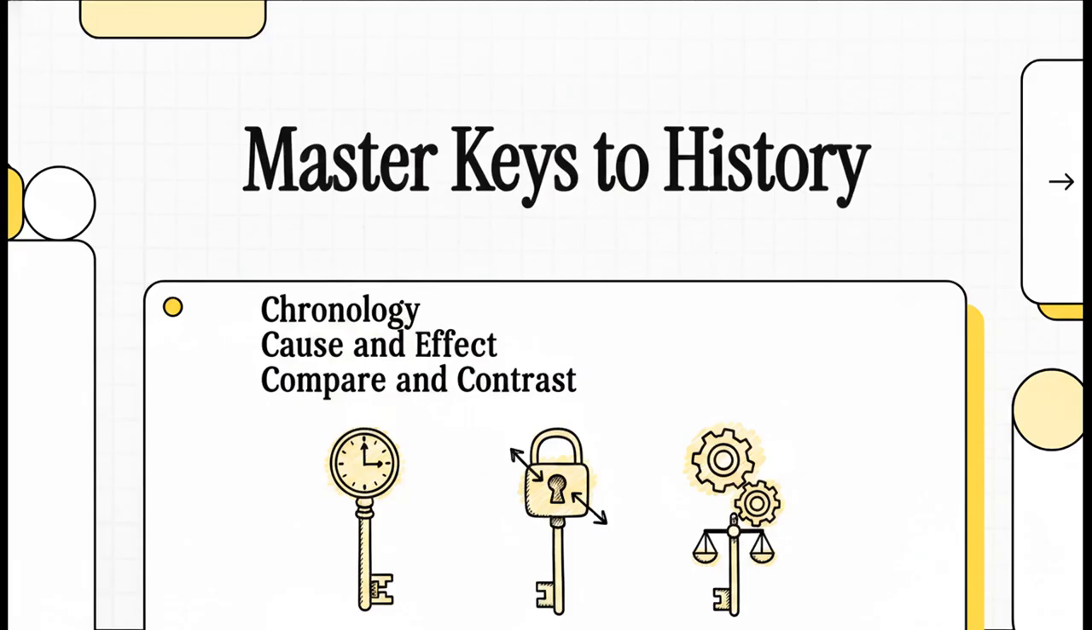History isn't actually just a bunch of random facts. It's a fascinating, living system of patterns. And to unlock those patterns, you just need the right tools. So today, we're going to hand you 3 master keys: chronology, cause and effect, and compare and contrast. Once you have these keys in your pocket, history goes from being this stubborn locked door to a wide-open window that literally helps you understand the entire world around you.